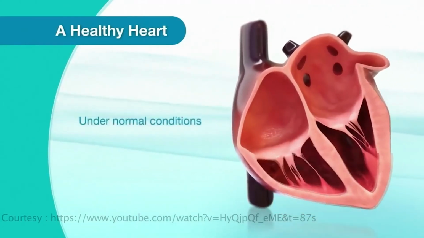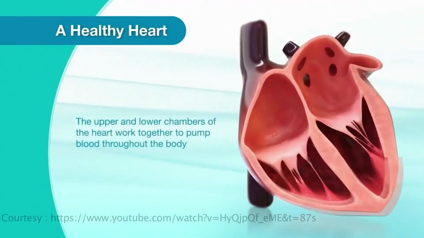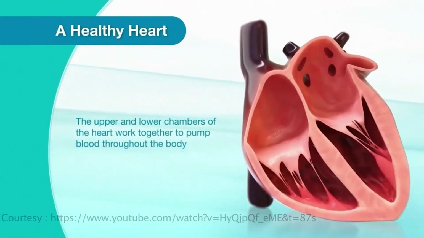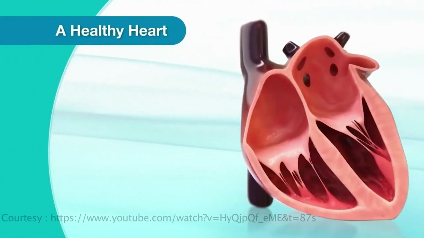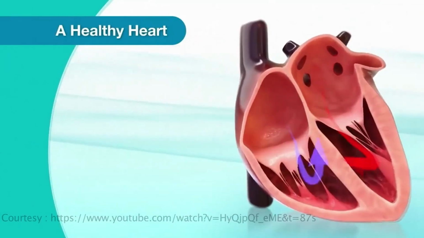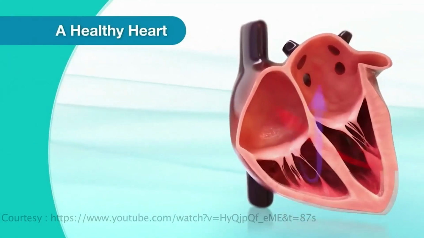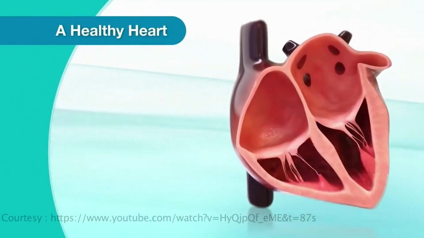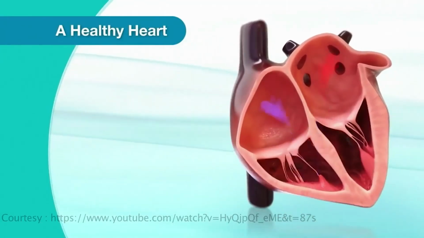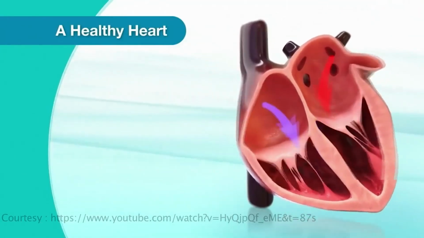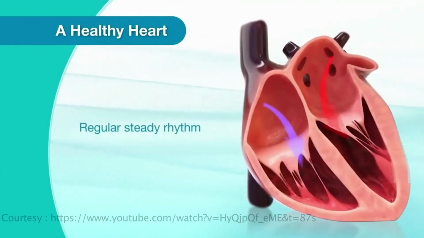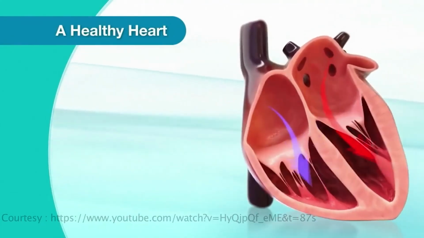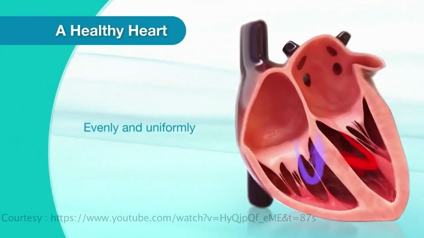Under normal conditions, the upper and lower chambers of the heart work together to pump blood throughout the body. The bloodstream enters the atrium, where blood is pumped to the ventricles in a regular and coordinated way. From there, blood is pumped from the ventricles to various parts of the body. A healthy heart beats in a regular, steady rhythm or pattern. Notice how the heart beats evenly and uniformly.